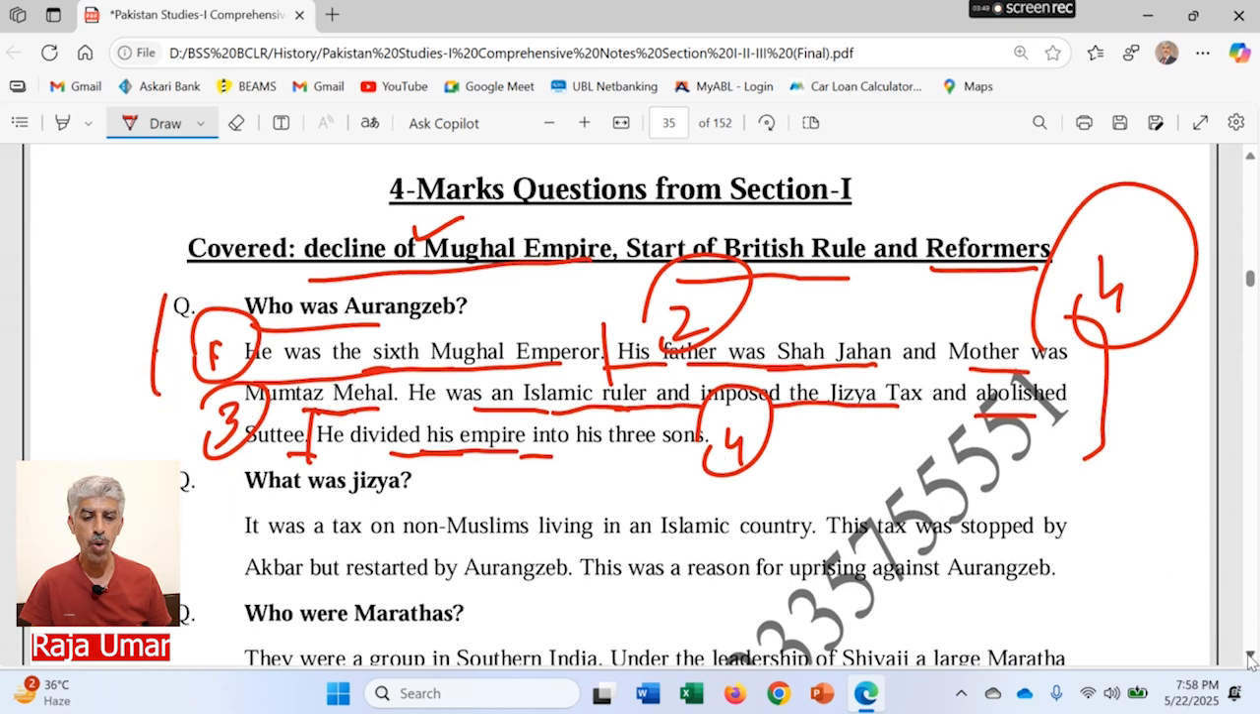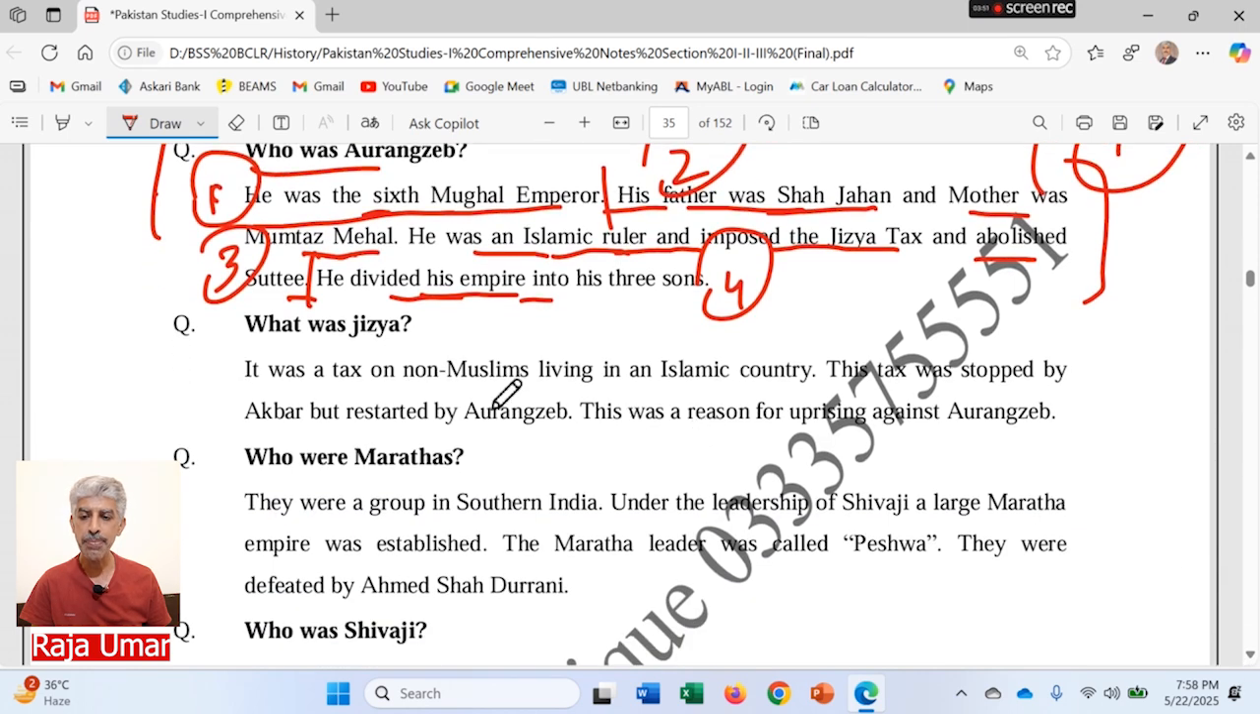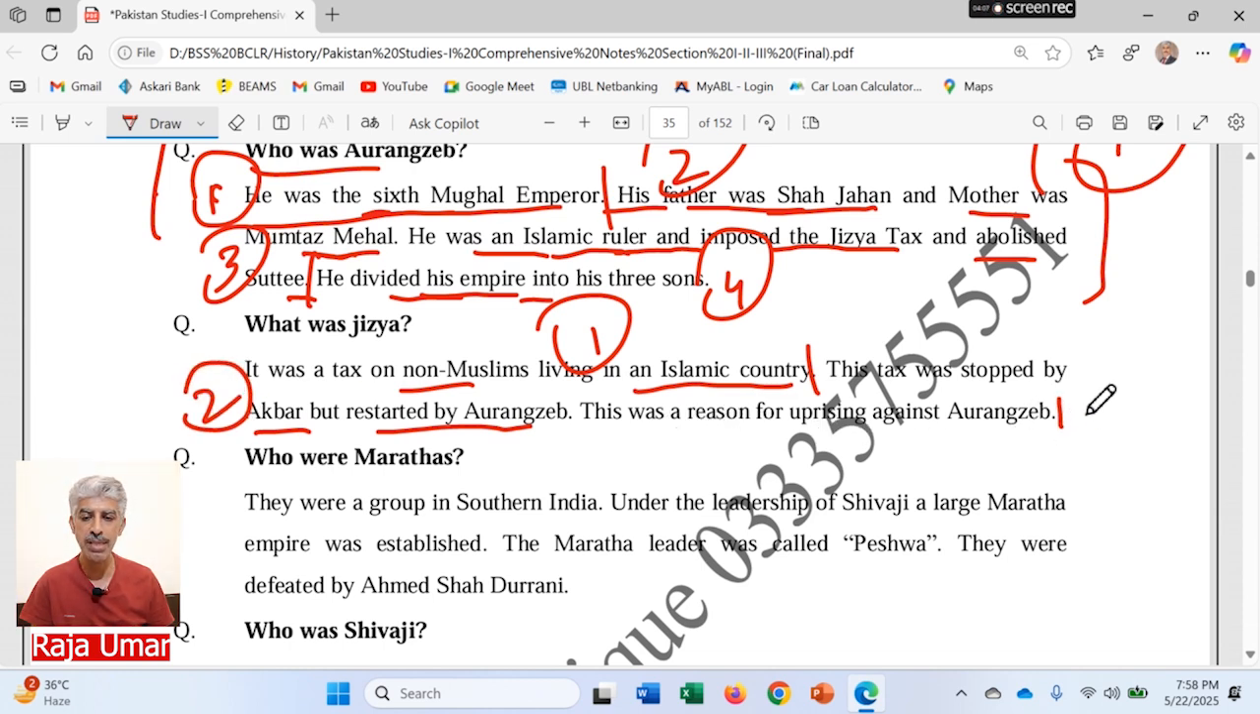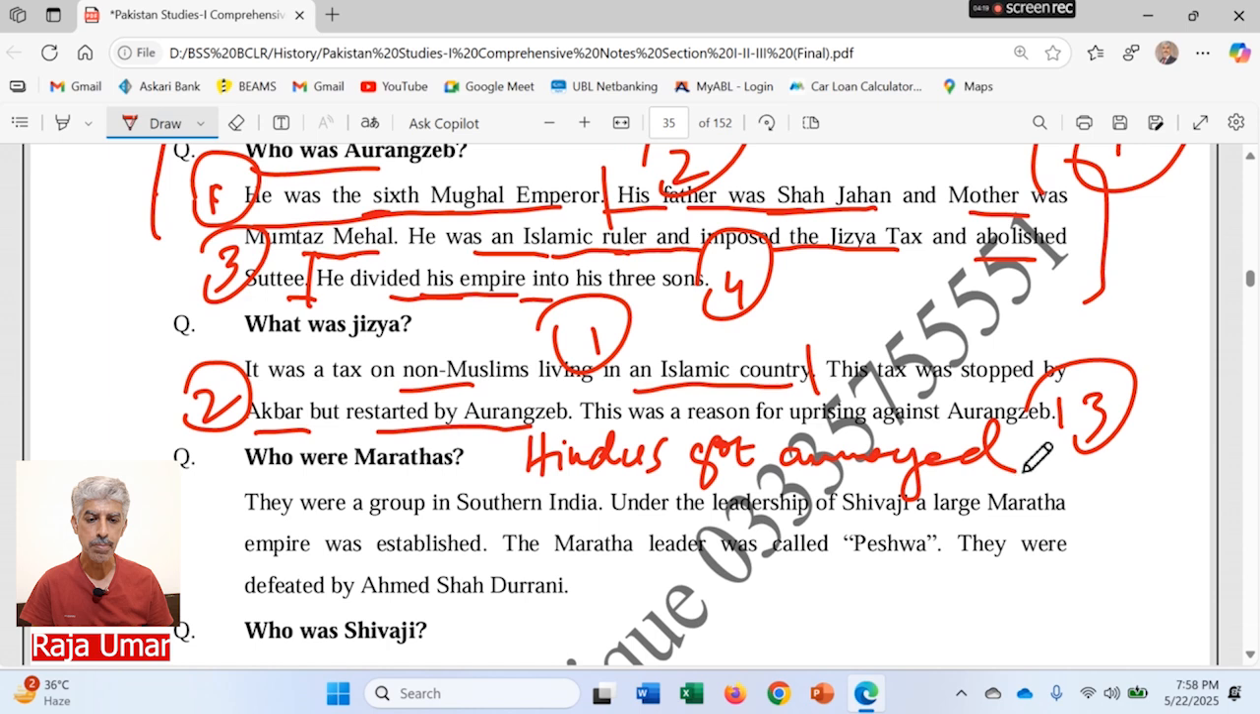Next one: what was jizya tax? It was a tax on non-Muslims living in an Islamic country. Number 1. This tax was stopped by Akbar but restarted by Aurangzeb, so point number 2. This was a reason for the uprising against Aurangzeb, so point number 3. You can also mention that Hindus got annoyed because of the imposition of this tax, for point number 4. So this can be a 4 marks question.